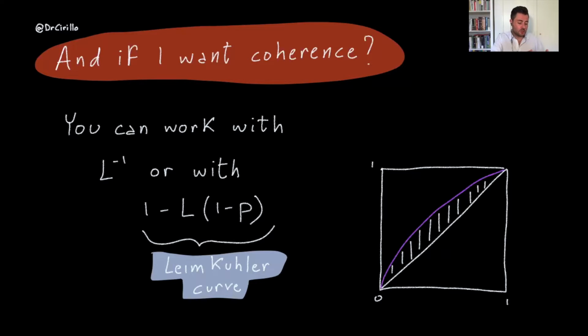So I consider the top 10%, the top 10% is the richest 10% of the population, and look at the amount of wealth they possess. In that case, the curve is concave. And if I use the Lorenz curve, obviously I get a coherent risk measure if I want.